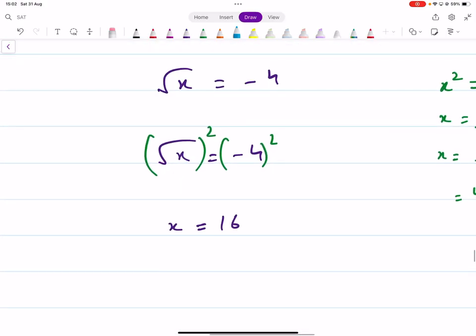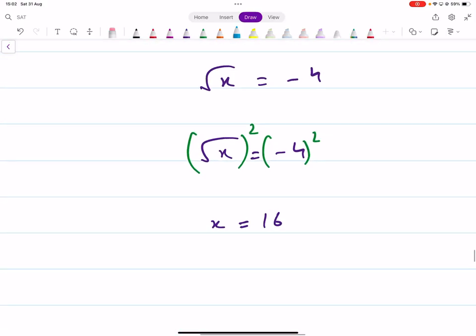Now, let's get back to this equation. Under root x equals minus 4. We were trying to solve this equation and we got 16 as the answer. It does not satisfy the original equation. You can input that here. That gives you under root 16. What is under root 16? It's plus 4. It does not satisfy the equation.